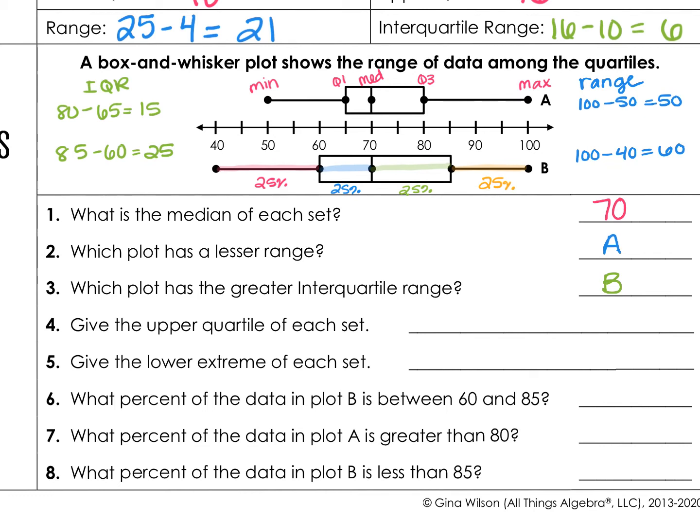Now, the upper quartile of each set is Q3 of each set. So for A, it would be 80, and for B, 85. The lower extreme is those minimum values. So for set A, the minimum is 50, and for set B, the minimum is 40.